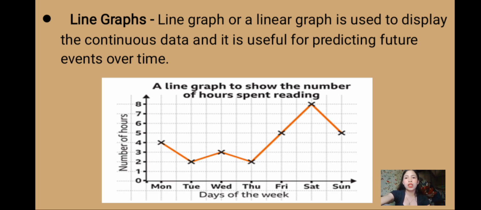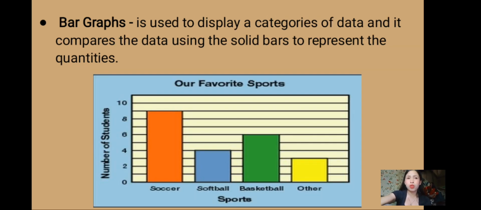So now, let's proceed to bar graph. A bar graph is used to display categories of data and it compares the data using solid bars to represent the quantities. A bar graph is a group of data represented with rectangular bars with length proportional to the values. The bars can be either vertically or horizontally plotted.